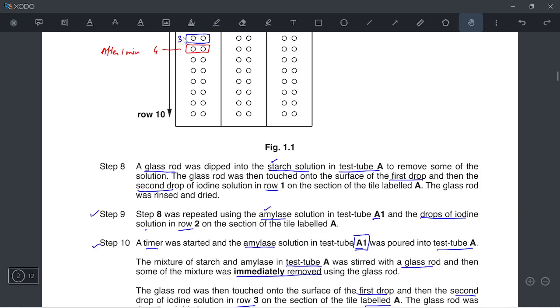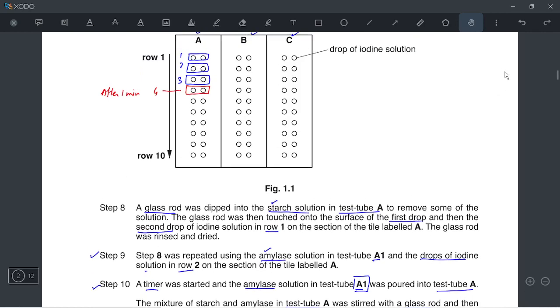Here the starch is there because immediately the starch and amylase solution was taken, so digestion could not take place immediately. Here immediately in row 3. Here after 1 minute in row 4.